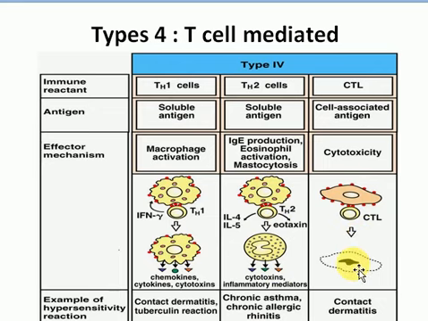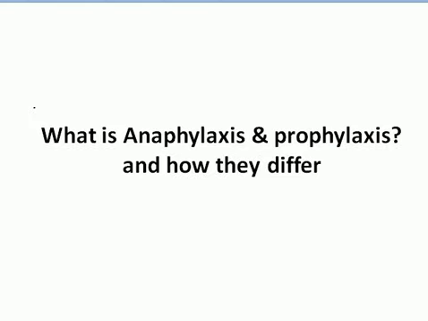direct cytotoxic action. Coming to some examples, T helper 1 cells produce dermatitis, whereas T helper 2 cells produce chronic allergic rhinitis, and CTL cells produce contact dermatitis type of conditions. Till now we have discussed the types of hypersensitivity.